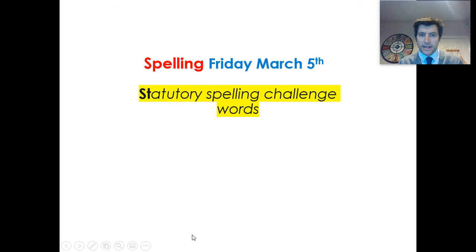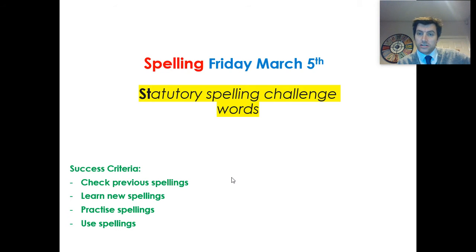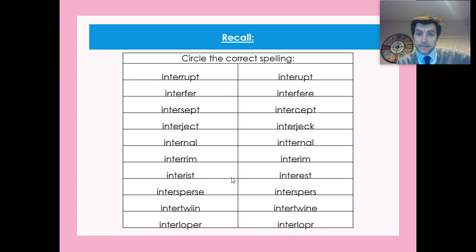Today we're going to be thinking about the statutory spelling words, challenge words, which are essentially the tricky words, the ones we might find a bit tricky and don't necessarily follow any pattern. Within that, we're going to need to be successful by checking last week's words, by learning new spellings, by practicing those new spellings, and then using those new spellings.